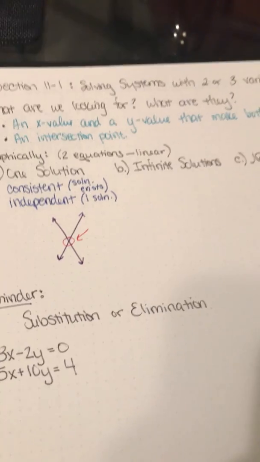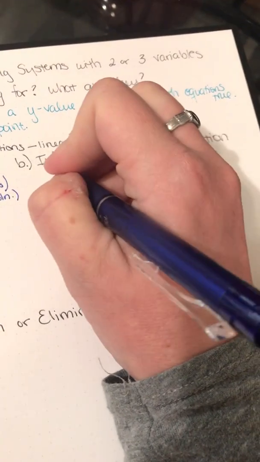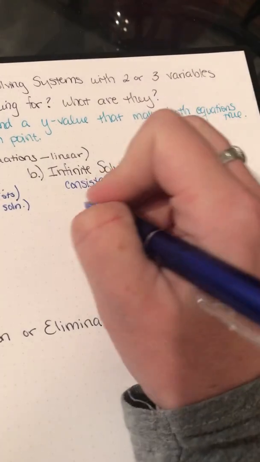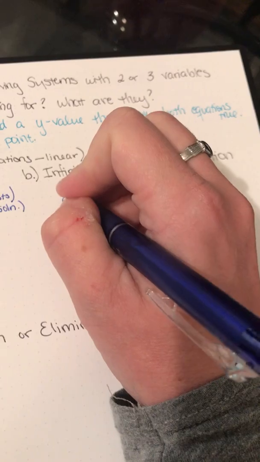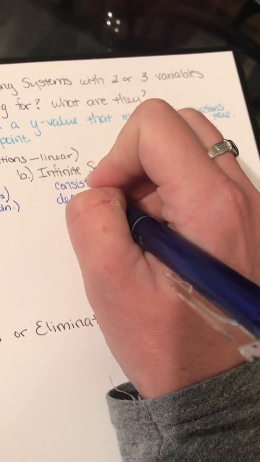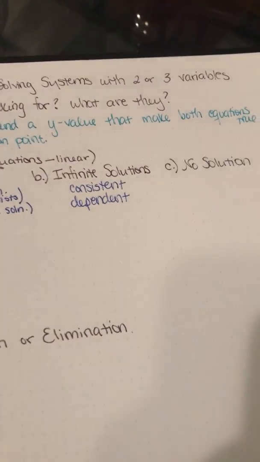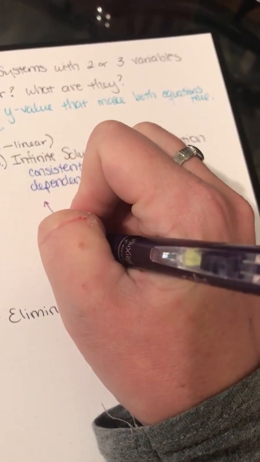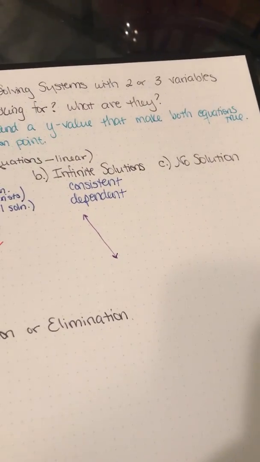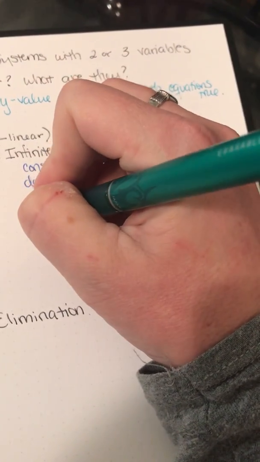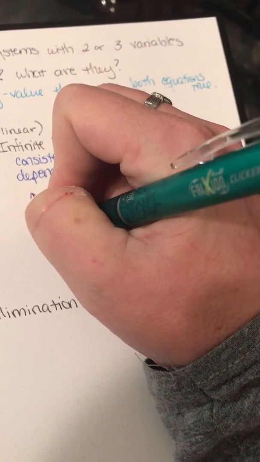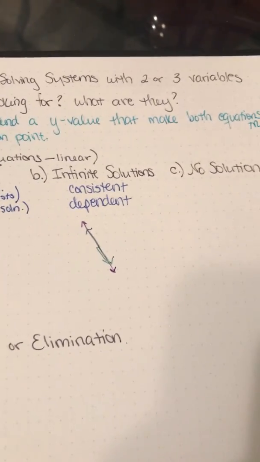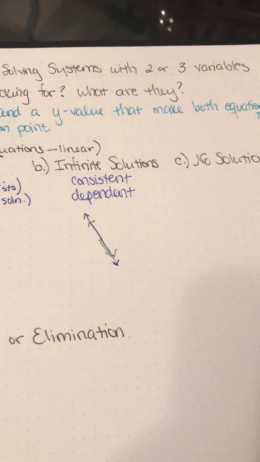Now, if you have infinite solutions, you are consistent because a solution exists, but you are dependent because there's infinitely many. And the way that I like to think about that is, if you have infinite solutions, you are ultimately the exact same line. Okay, so I think of it as dependent because you're dependent on one another. You are the same line, and there are infinitely many solutions.